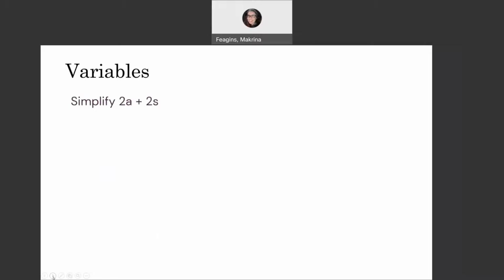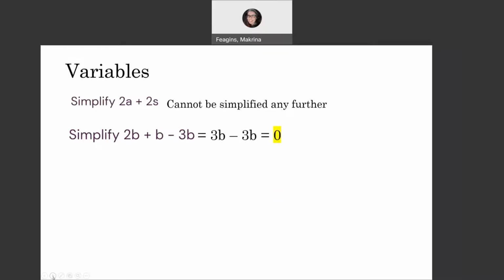Let's talk a little bit about variables. So when we simplify, we want to have the letters have the same powers for us to be able to combine them. So if you look at the first example, you have 2a plus 2s. We cannot do much more with that, so that would be our answer for simplifying. You have 2b plus b minus 3b. Remember that when you just have b, there is that invisible 1 in front, so you can account for it by doing 2 plus 1 gives you a 3. And these end up being additive inverses, so we get a 0.